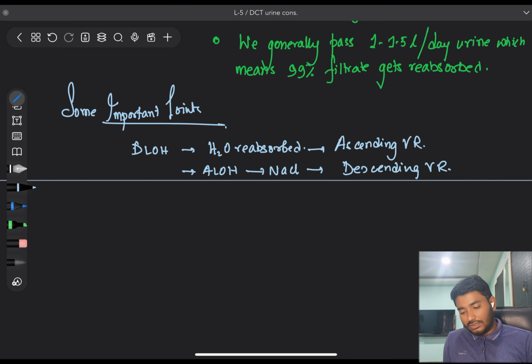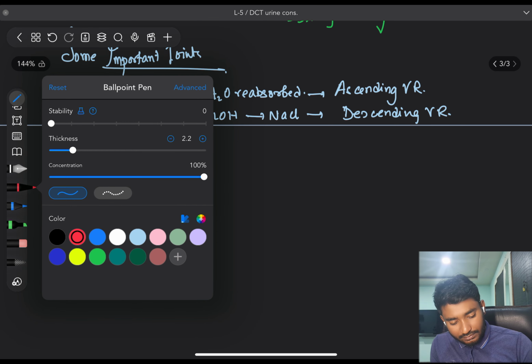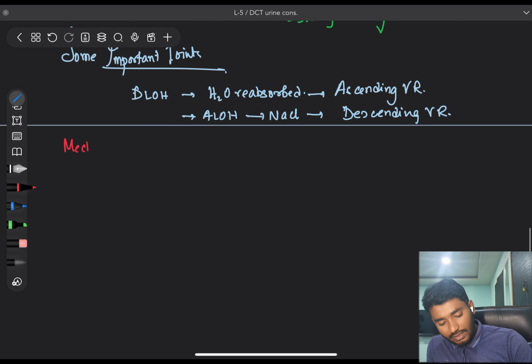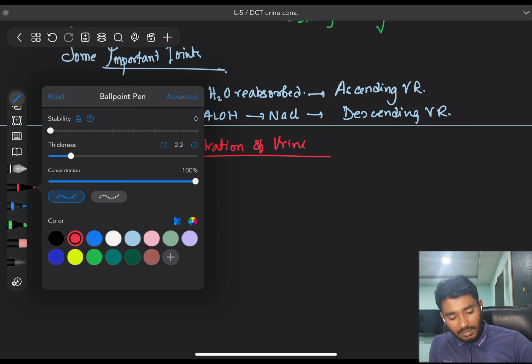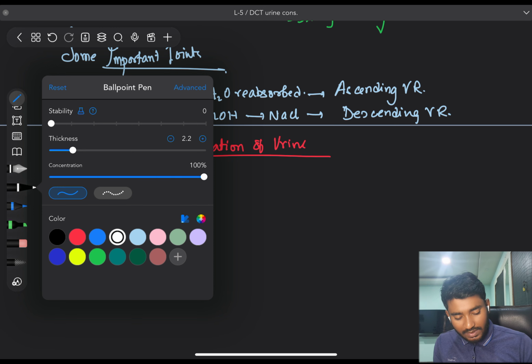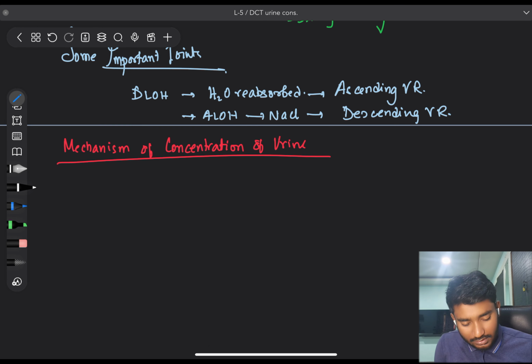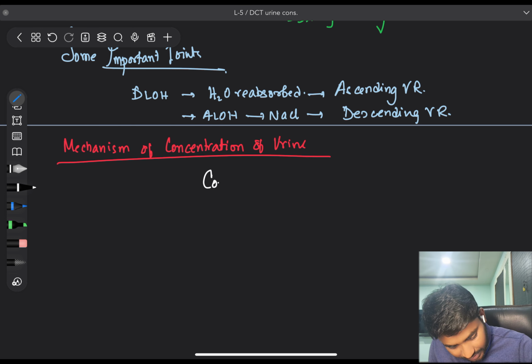Now the next topic, the mechanism of concentration of urine. Okay, the mechanism of concentration of urine. What happens? Understand this thing. It is also called the counter current mechanism.